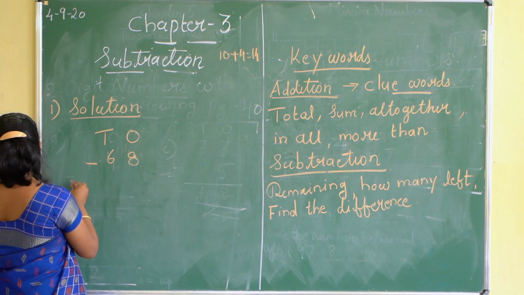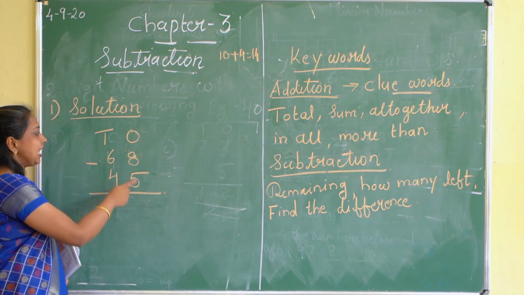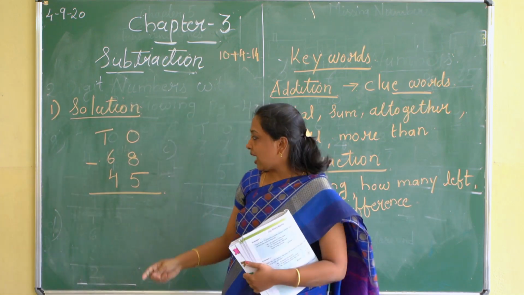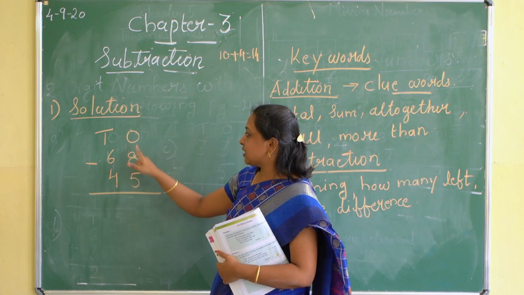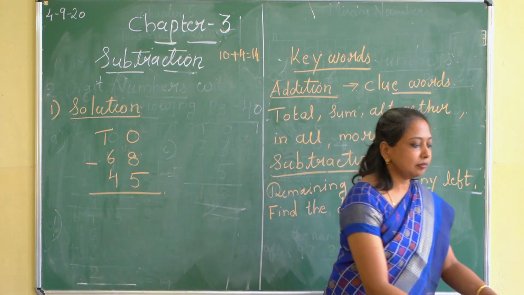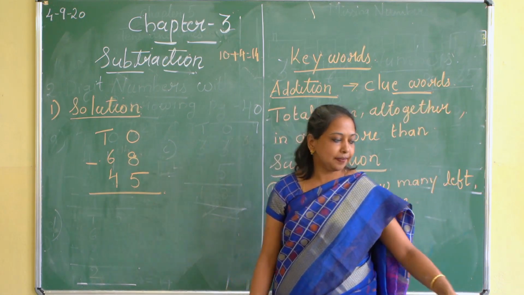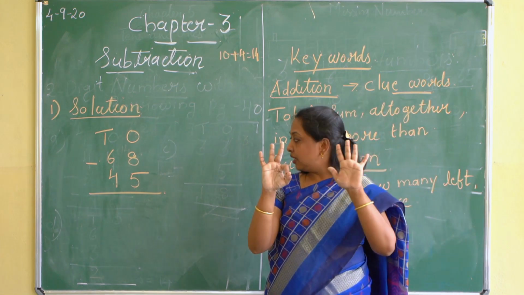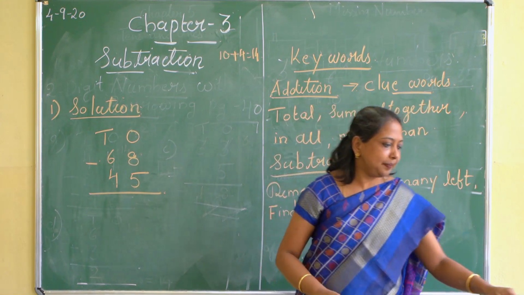68 minus 45. In 68 you know that 8 is in the ones place and 6 is in the tens place. And 45, 5 is in the ones place and 4 is in the tens place. Okay. Now we can start from the ones place. 8 minus 5. What you got? 3.